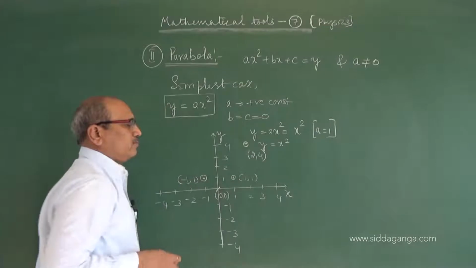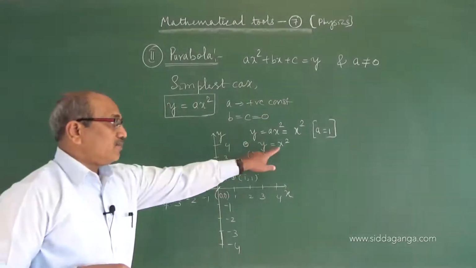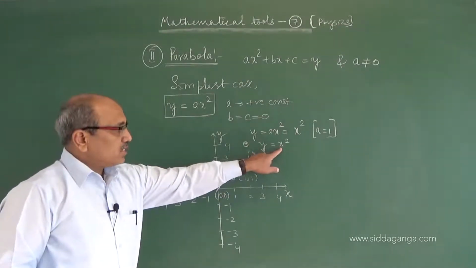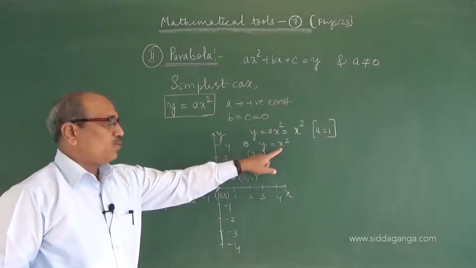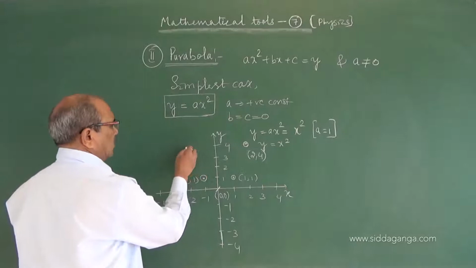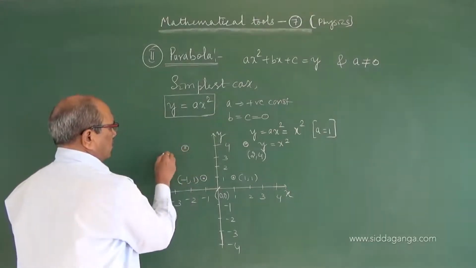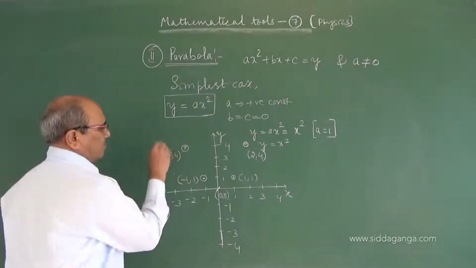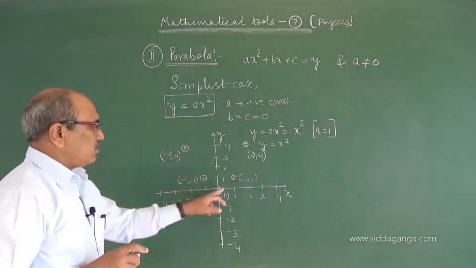2, 4. So you put similarly minus 2. Minus 2 squared is 4, plus 4. Again y is 4 but x is minus 2. Equivalently, I can think of the point here as minus 2, 4. So I have some points.